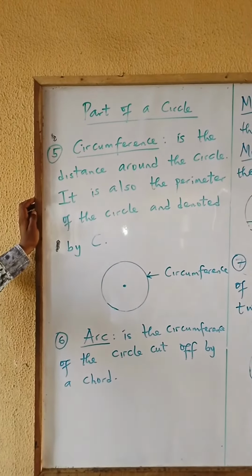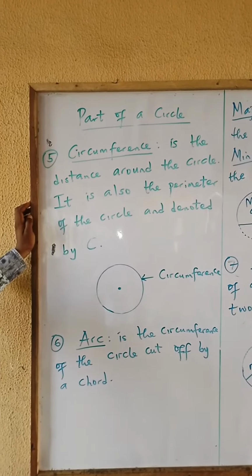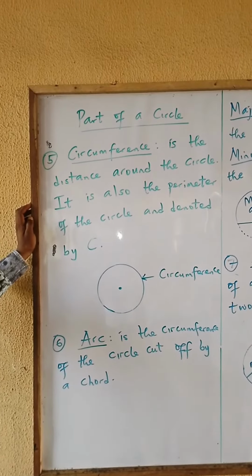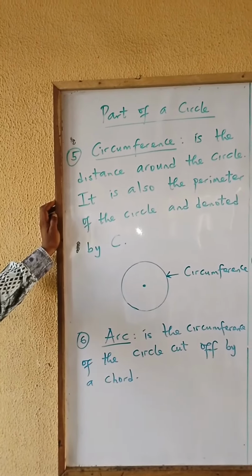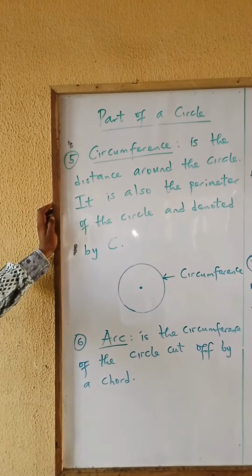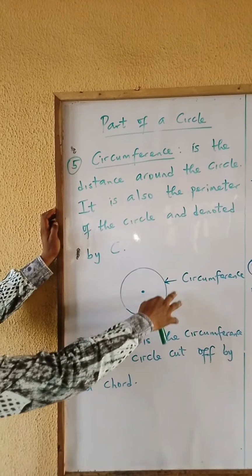Number 5, circumference. This is the distance around the circle, and it is also known as the perimeter of the circle, and it's usually denoted by C. So this is the circumference of a circle.